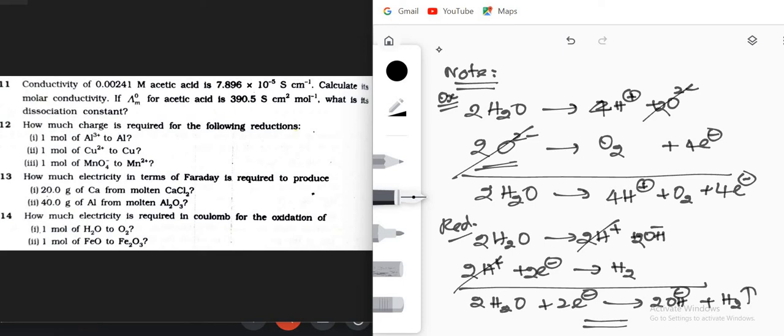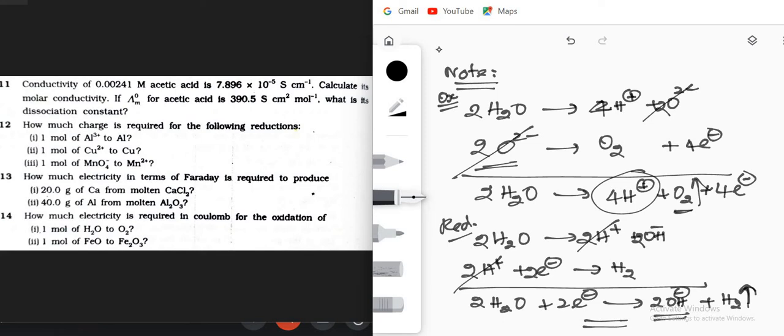When water undergoes oxidation, students, oxygen gas is evolved. When water undergoes reduction, hydrogen gas is evolved. And one more point: when water undergoes oxidation, H+ ions are released in the solution. When H+ ions are released, the pH of the solution will go down, correct? As H+ ion concentration increases, pH will go down. Whereas in the second reaction, OH- ions are produced, therefore pH will increase.